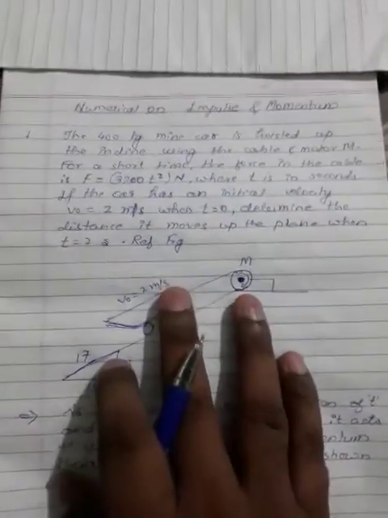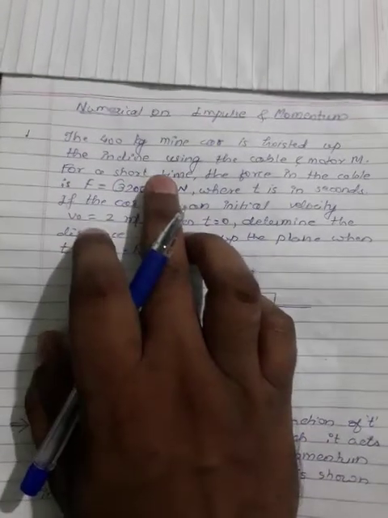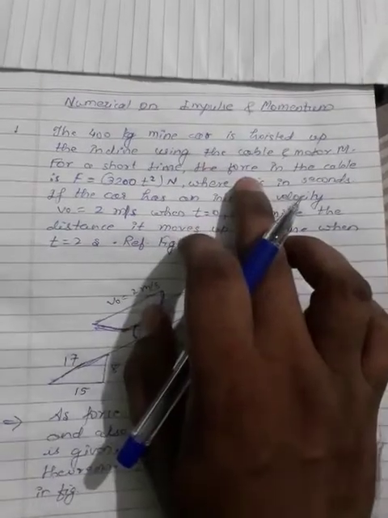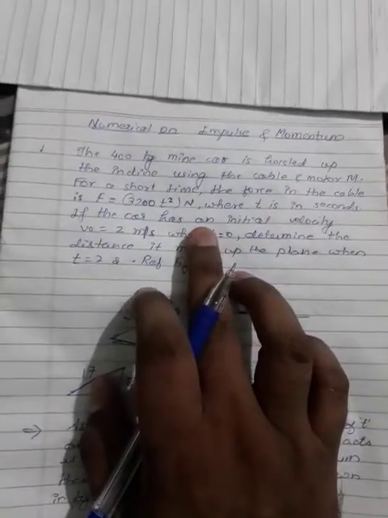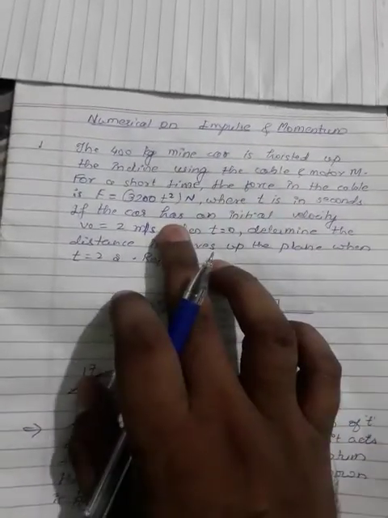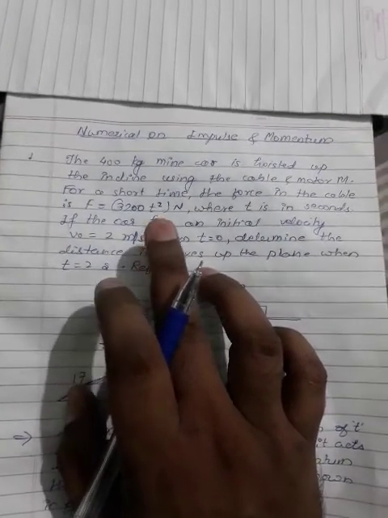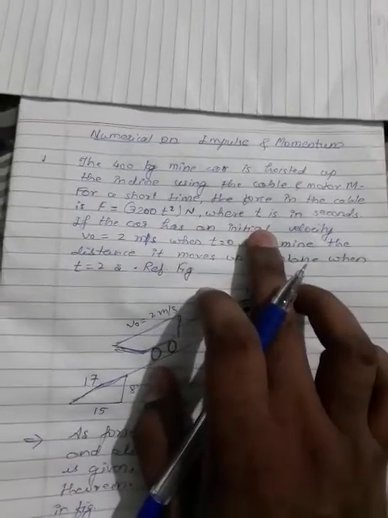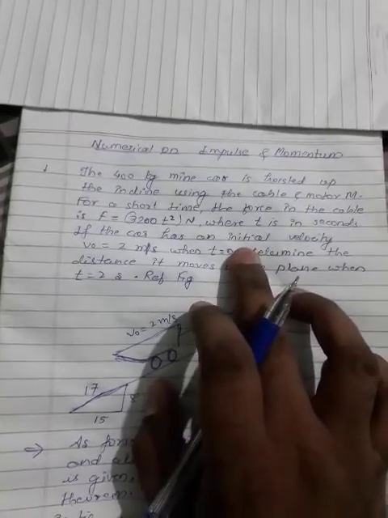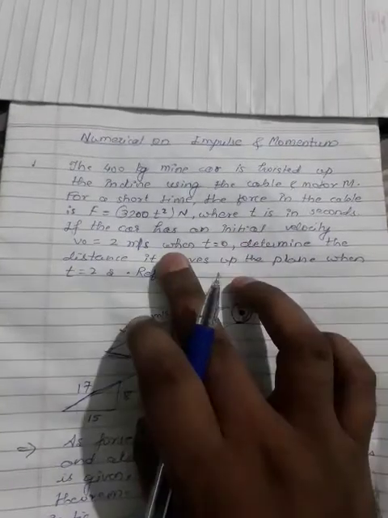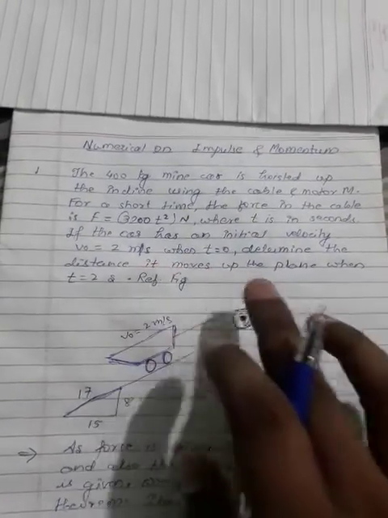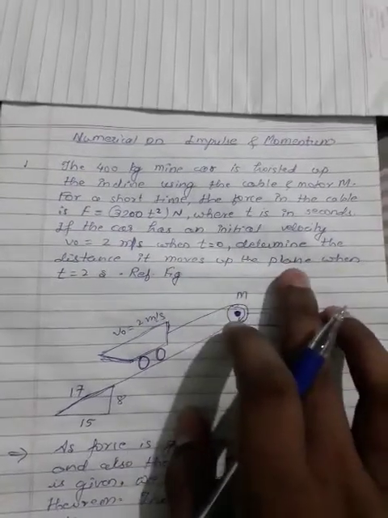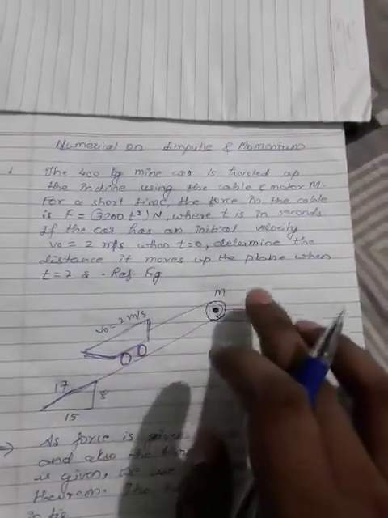In the first numerical, a 40 kg mine car is hoisted up the inclined plane using the cable and motor. For a short time, the force in the cable is F equal to 3200 t square Newton, where t is in seconds. If the car has an initial velocity v naught equal to 2 meter per second when t equal to 0, determine the distance it moves up the plane when t equal to 2 seconds.